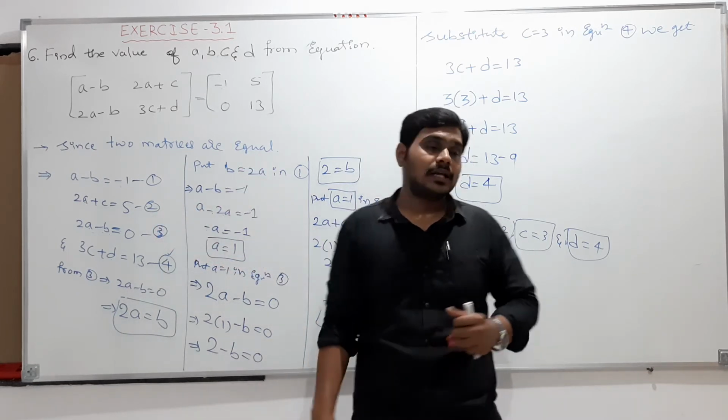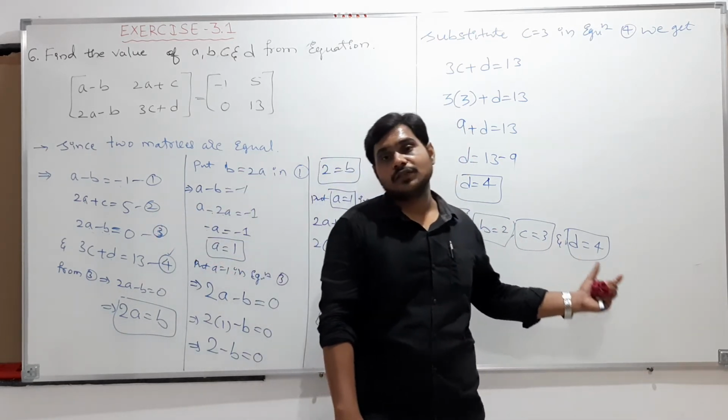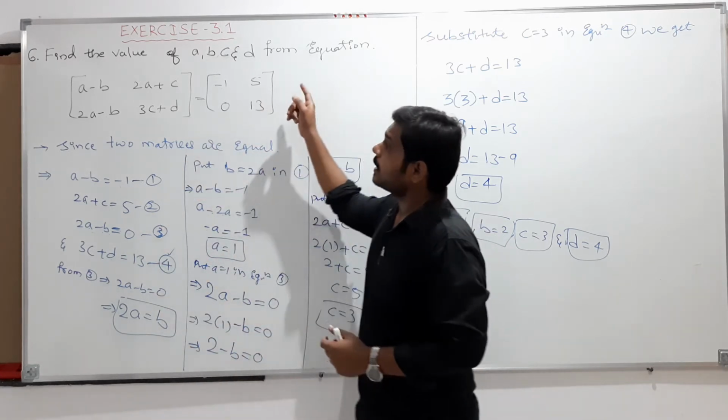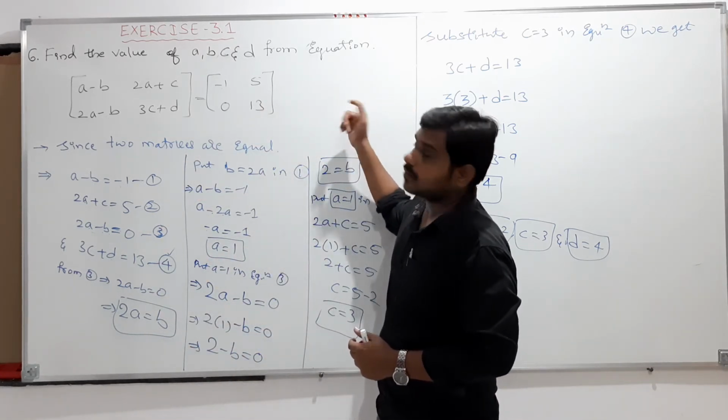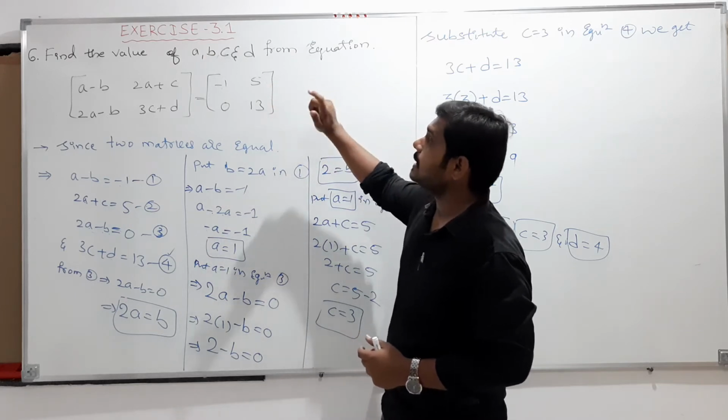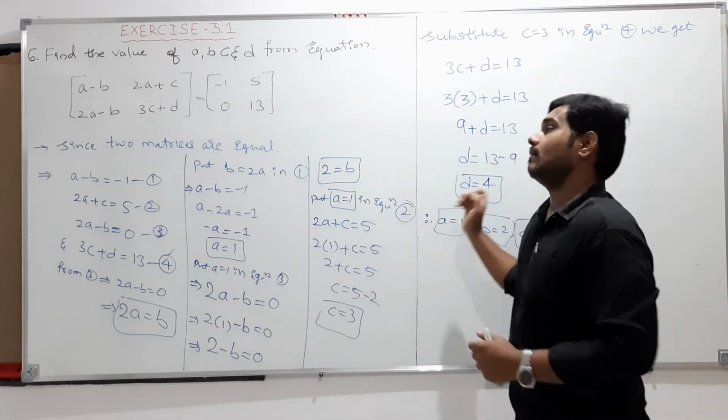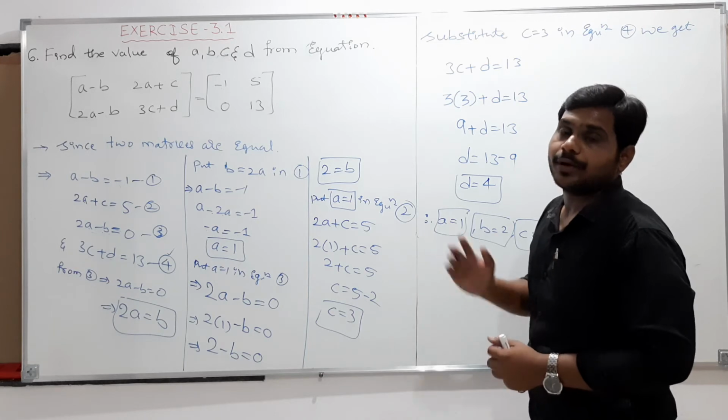So therefore these are all the values of A, B, C and D. This is the required answer because they asked for the values of A, B, C and D. So therefore these are the values. I hope you understood.